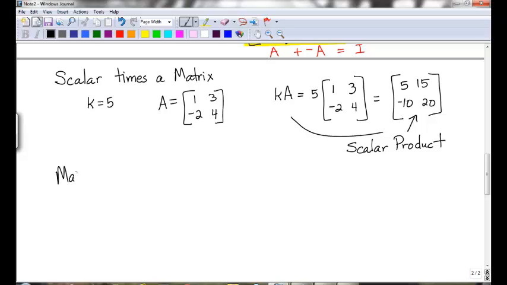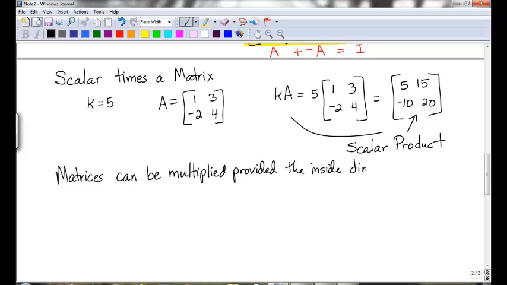That's a little bit with the identities and the inverses, and you can add any two matrices together as long as they have the same dimensions. Now matrices can be multiplied, provided the inside dimensions are the same.